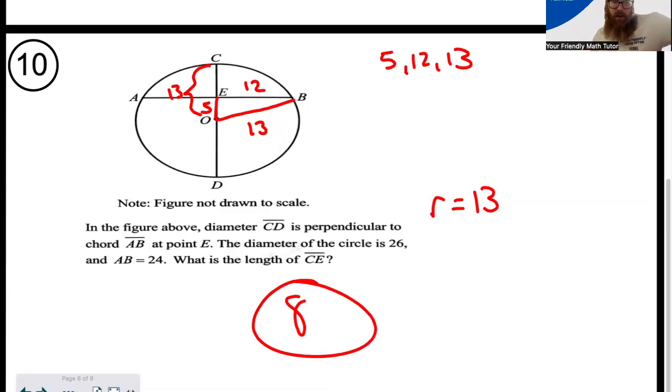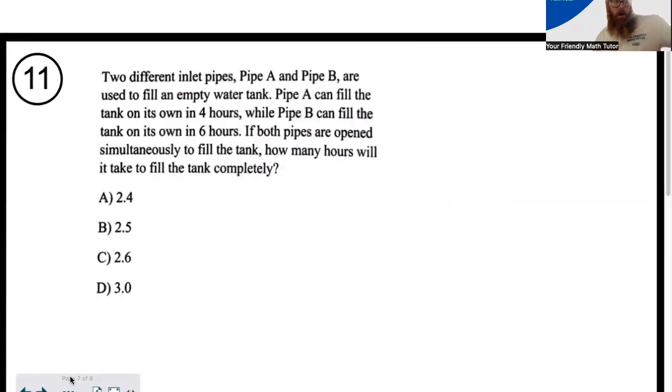Okay, so let us keep moving to our last two problems of the night. And we have two different inlet pipes. Pipe A can fill in 4 hours and pipe B can fill in 6 hours. If both pipes are open simultaneously, how many hours will it take to fill the tank completely? Okay, so there's a formula for this, but I wouldn't memorize it. I would try to really understand how to do this problem, and then you'll be more likely to remember it if you have to do a problem like this.